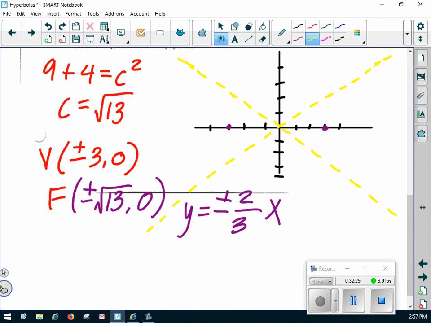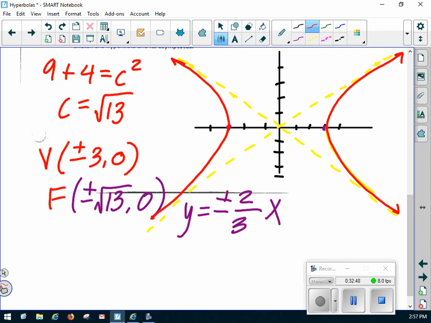And now you say, how do I draw the hyperbola? You're going to start at that vertex. You're going to come out, we're going to hug that asymptote. Over here, from the vertex, hug that asymptote. And there's your picture. That wasn't too bad. That was a lot of work.